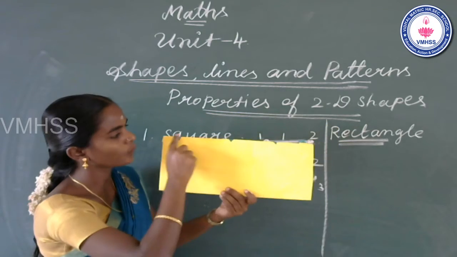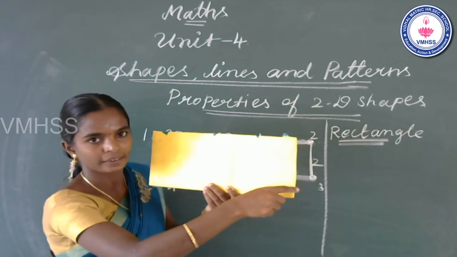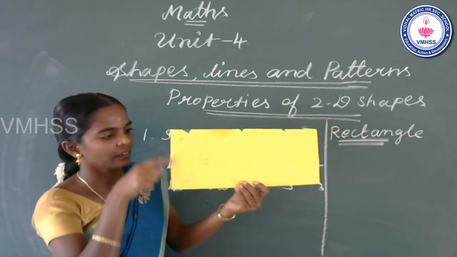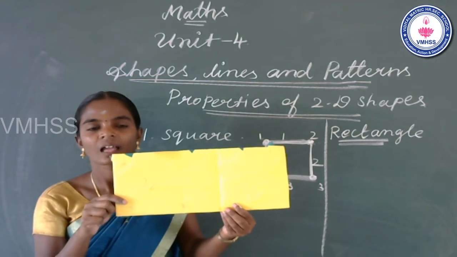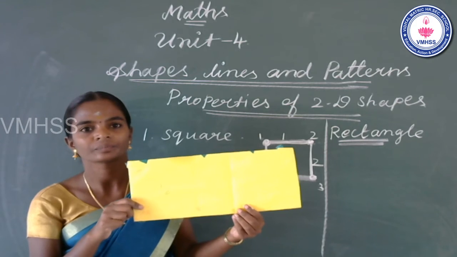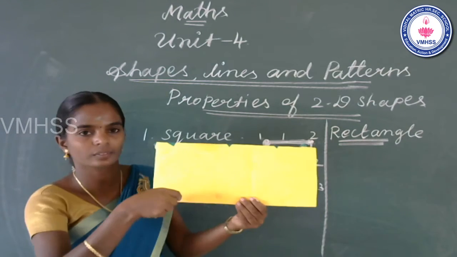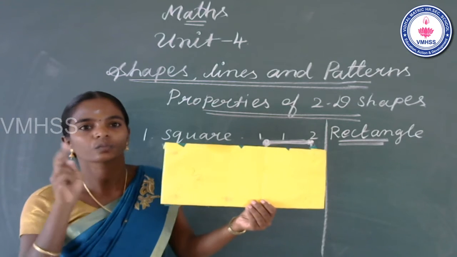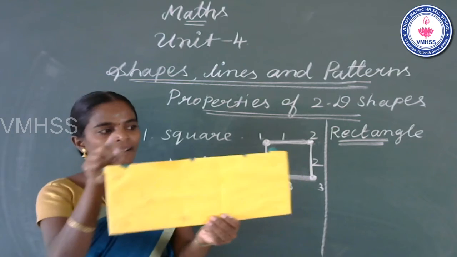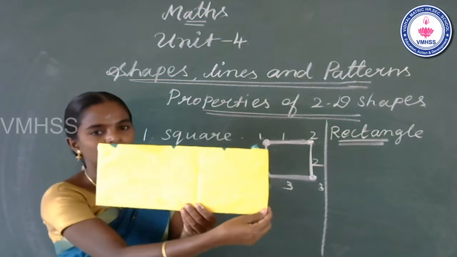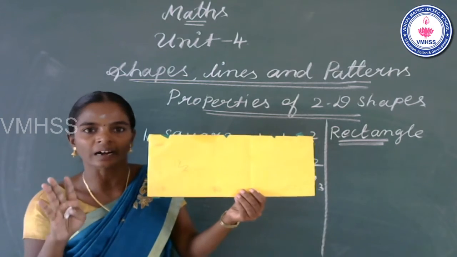Children, listen. This one side, next this one side, next this one side, next this side. So how many sides in a rectangle? How many sides in a rectangle? 4 sides. 1, 2, 3, 4. So 4 sides. Next corner, this one corner. 1, 2, 3, 4. So 4 sides and 4 corners.